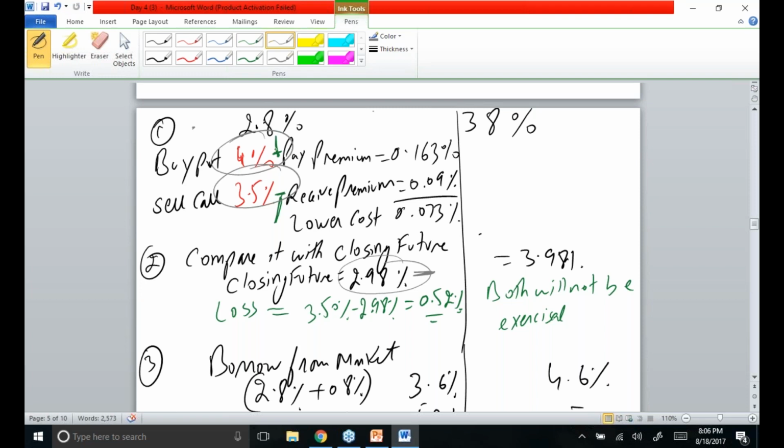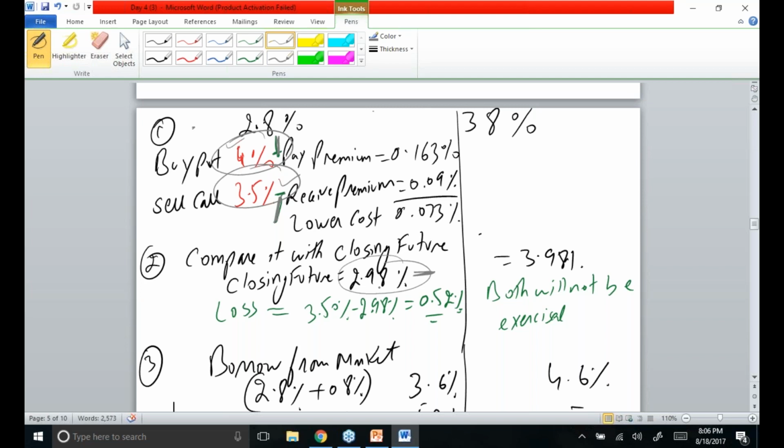Obviously, when you compare 2.98, the put option will not be exercised, because the put option will only be exercised if interest rates are going up. But if you compare this 2.98 with the 3.5%, this will be exercised. Why will this be exercised? Because whenever interest rates are going down, remember the simple rule: whenever interest rates are going down, this will be exercised, and whenever interest rates are going up, this will be exercised.